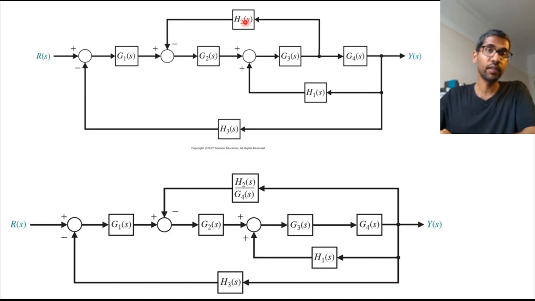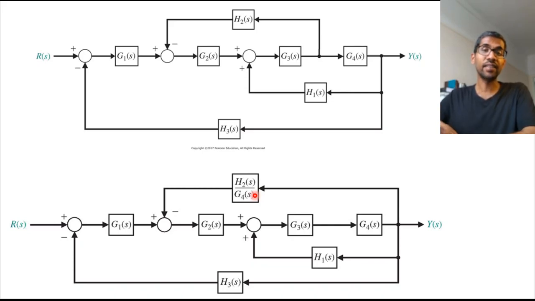So what would happen to H2 if you do that? You will have to divide it by G4, right? Whatever signal is here is being fed back is going to be multiplied by H2. But if you put this pick-off point here, the same signal is being multiplied by G4. So we want to kind of divide that signal. So you go here.